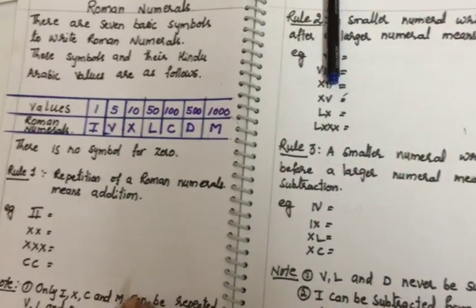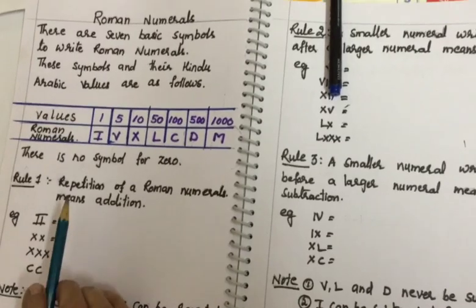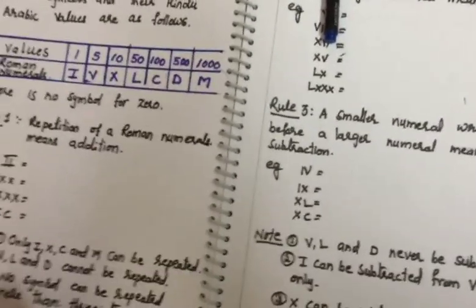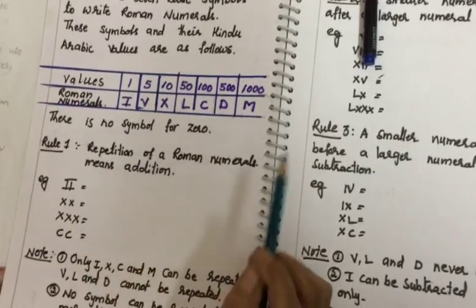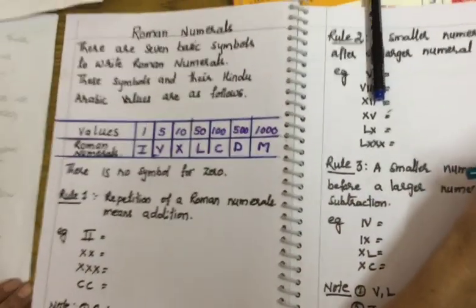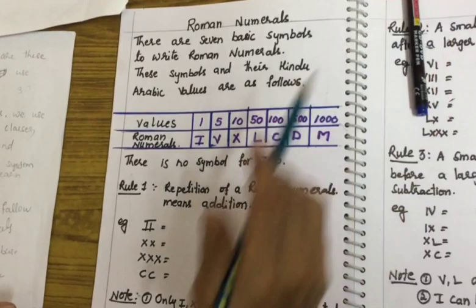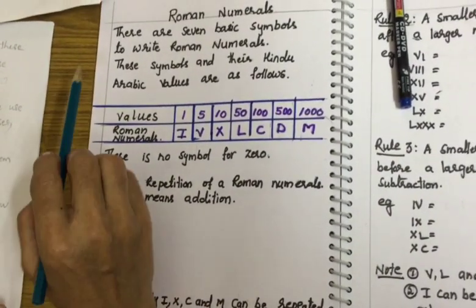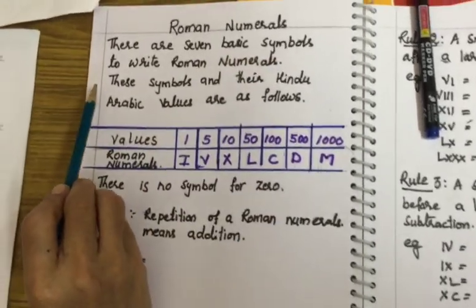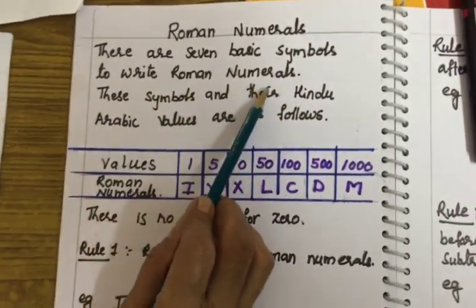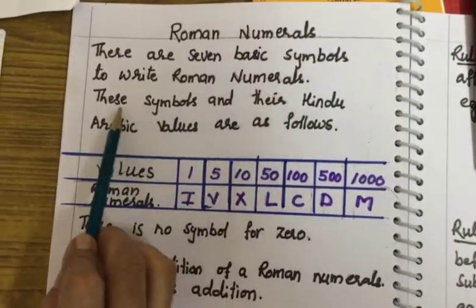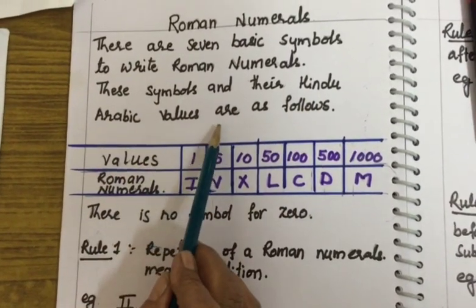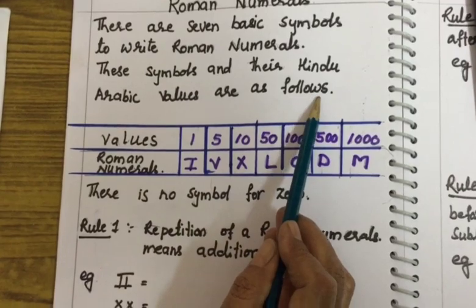For Roman numerals, we have to follow some rules. What are those rules, children? In our Hindu Arabic system we use 0 to 9 to write numbers, but there are 7 basic symbols to write Roman numerals. These symbols and their Hindu Arabic values are as follows.